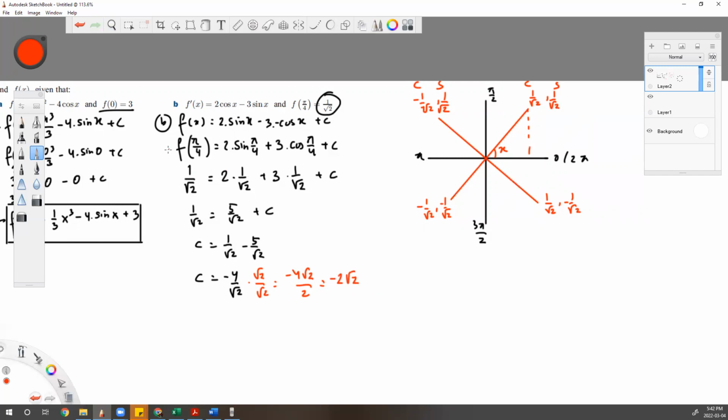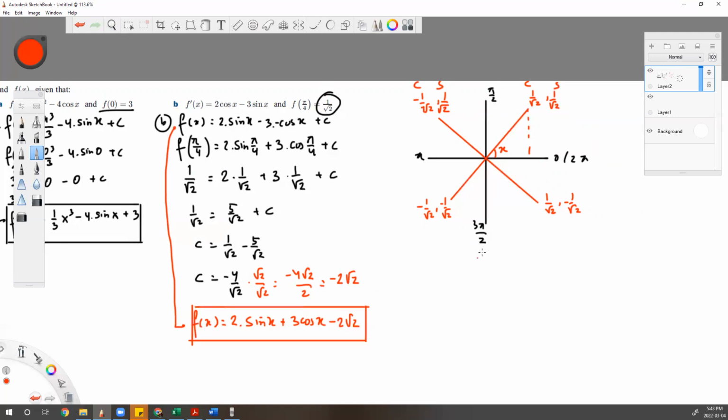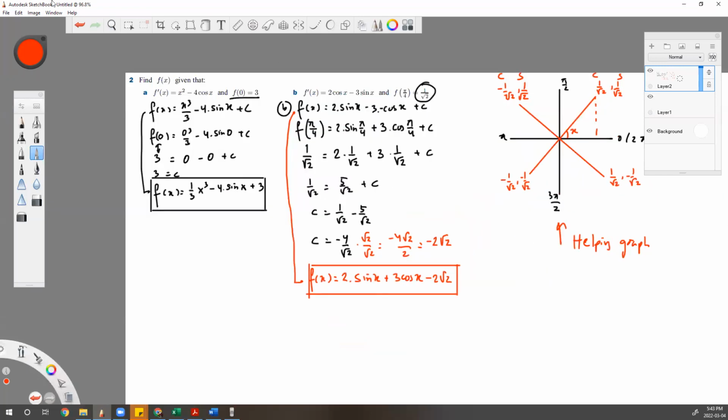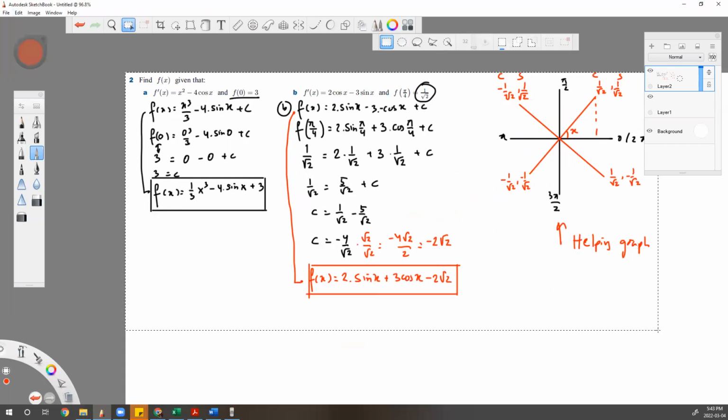We have to go back to its original. There you go. f(x) equals 2 sin x plus 3 cos x minus 2 square root 2. Done. This will be the helping graph to find the value of sine and cosine of pi over 4. Okay. A, B. Okay, only B. Thank God. I thought it has to be more.